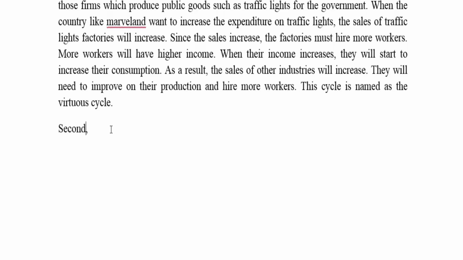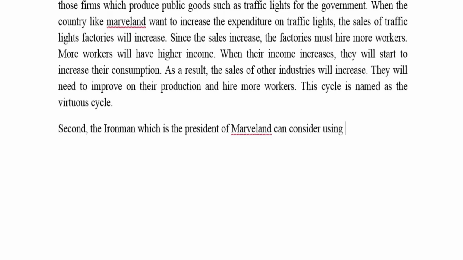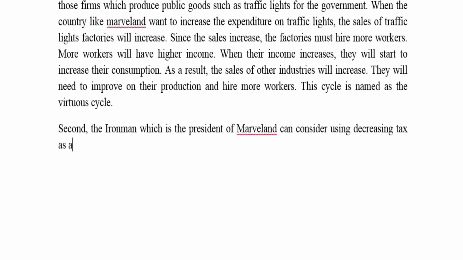Second, the Iron Man, which is the president of Mauland, can consider using decreasing tax as a tool. Okay, so tax, we have three perspectives. We just use two: income tax.